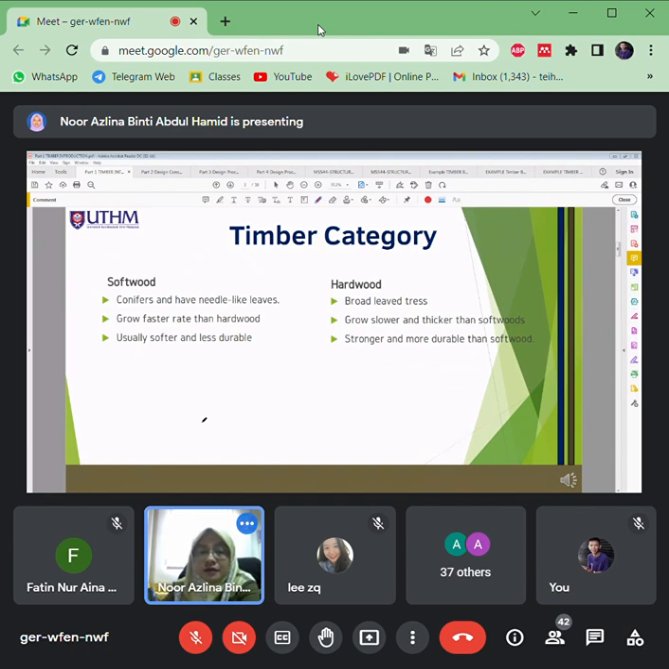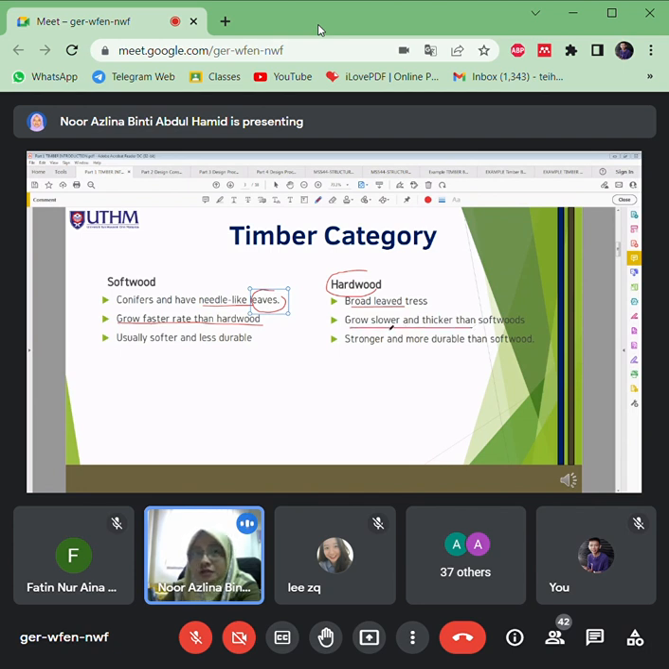So timber can be categorized into two types, softwood and hardwood here. How to differentiate or recognize which one is softwood and which one is hardwood by observing its physical features, okay, especially its leaves. So kalau softwood, dia punya daun is like needles, okay. Kalau hardwood is more broad leaf trees. Okay, softwood grows at a faster rate than hardwood, so that means it's easy to find in the market, because it takes just a few years to grow compared to the hardwood.